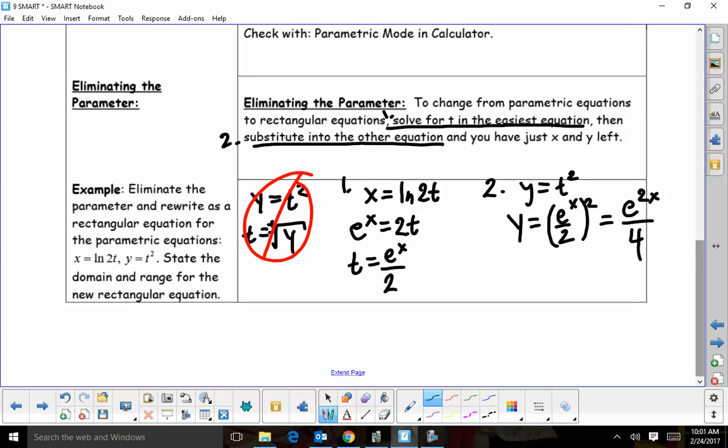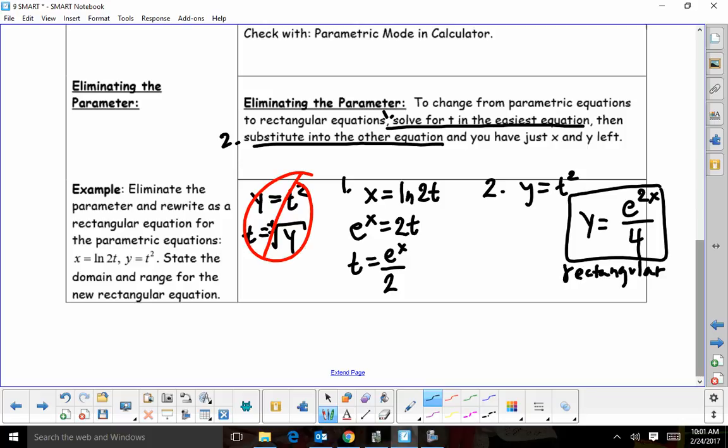So this is the thing, though, and this is what gets tricky. This is our what equation? This one right here is the, what's this called? Rectangular. So this is my rectangular. This over here, these were my parametric.